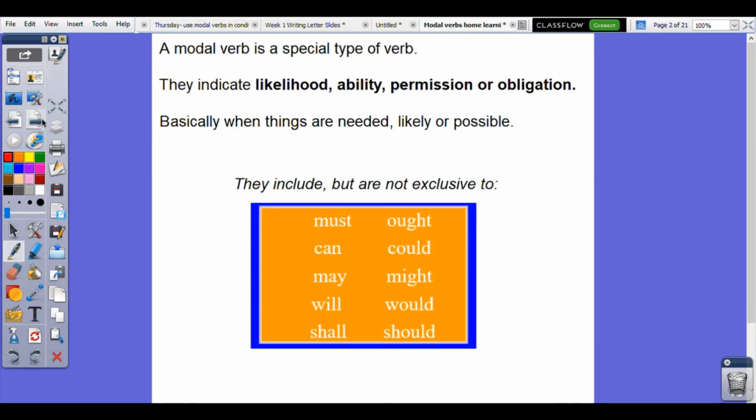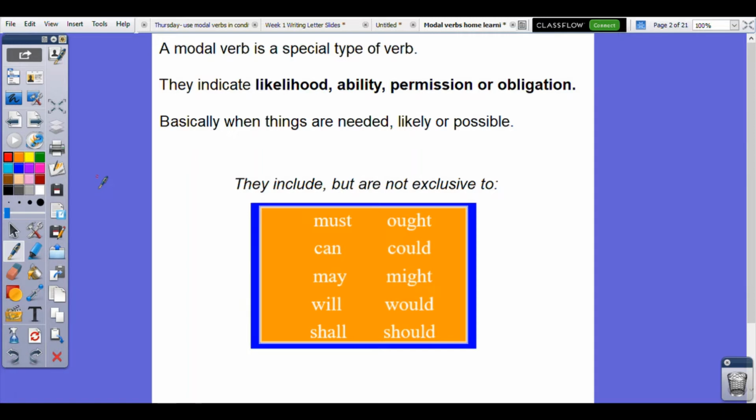Okay, so as I've already discussed in the WALT, we're going to be looking at modal verbs today. We have already looked at these much earlier in the year, but you will have seen from looking at the model text that we have quite a lot of modal verbs that we can use. Now, a modal verb is a special type of verb, and it indicates how likely something is, the likelihood of it, the ability, the permission or obligation. But really, to put it simply, it's basically when things are needed, likely or possible.